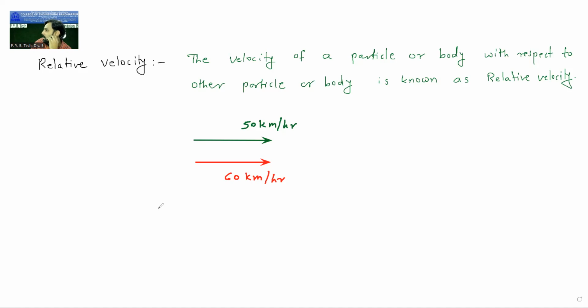What is the relative speed here? The person sitting in the bus traveling at 50 km per hour will feel that the bus overtaking his bus is moving with a speed of 10 km per hour. Slowly it is overtaking. But the actual speed of that bus is 60 km per hour. Why does it feel like that? Because this bus is not stationary.